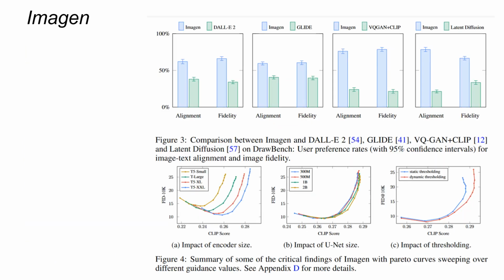In human evaluation, Imagen performs better than DALL-E 2, GLIDE, VQGAN plus CLIP or Latent Diffusion in terms of fidelity and semantic alignment. Experimentally, Google also found that expanding the scale of the language encoder of Imagen has a greater impact on the final results than expanding the image generation part.